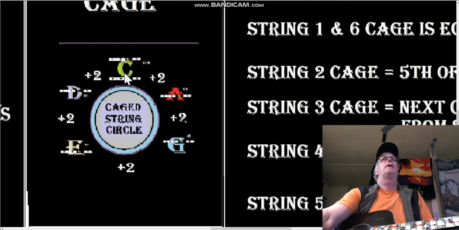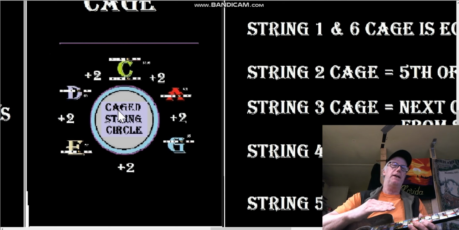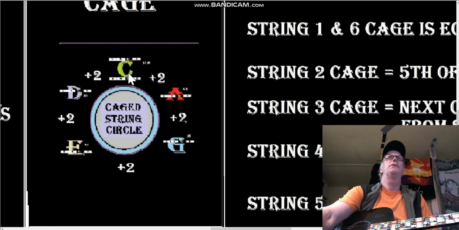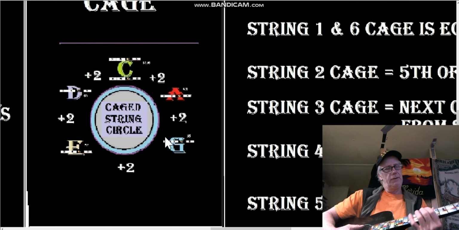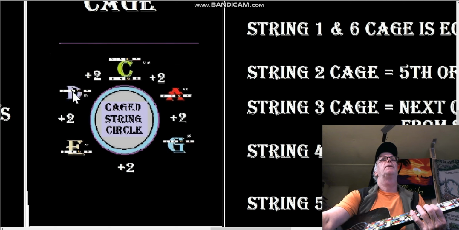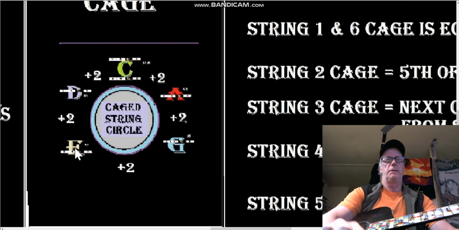All right, so this is obviously a cage circle. It's always important to know if you're looking at a cage circle or a circle of fifths. In the cage circle, we skip every other one. So we go to the G string shape, to the E string shape, rather. Why is that? All right, wait a minute.